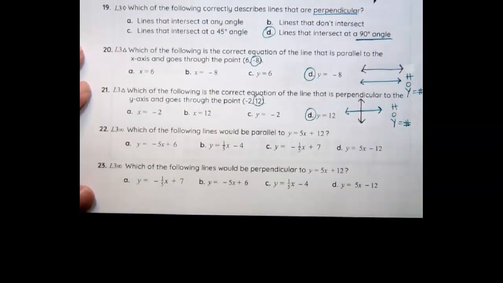22. Which of the following lines would be parallel to y equals 5x plus 12? Well, parallel lines have the same slope.